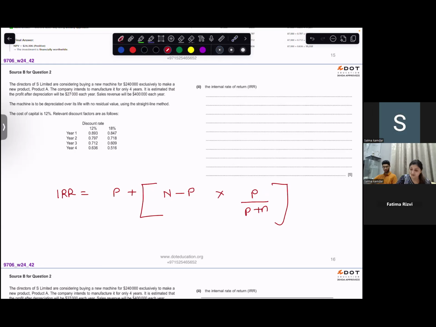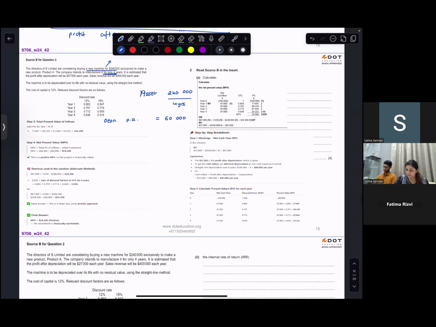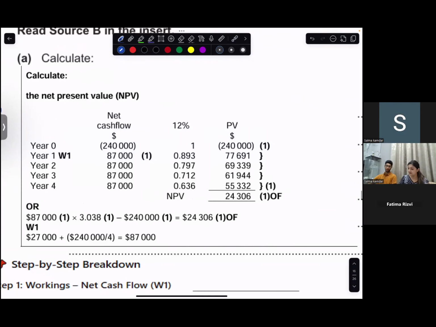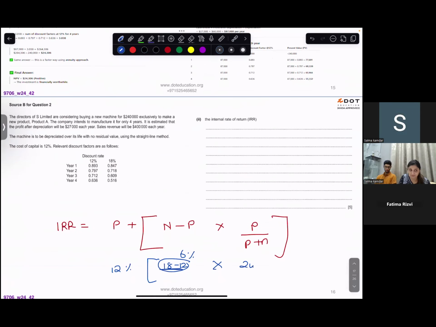The rate that is going to give me positive NPV is 12%, and negative is 18. So it would be 18 minus 12, which is 6%, into my positive NPV value, 24,306, the one that we found out.